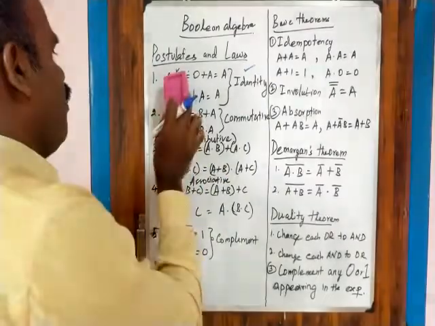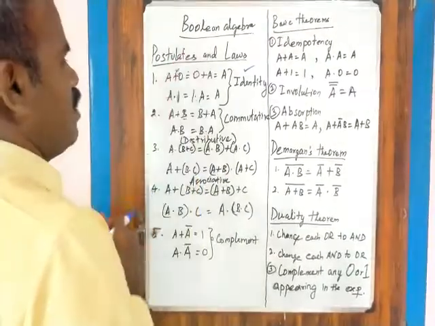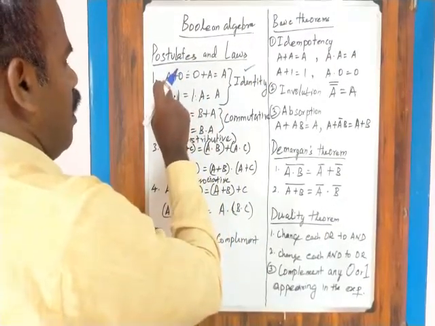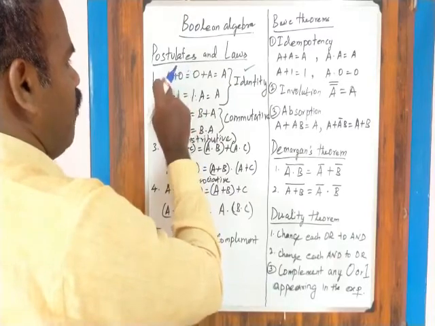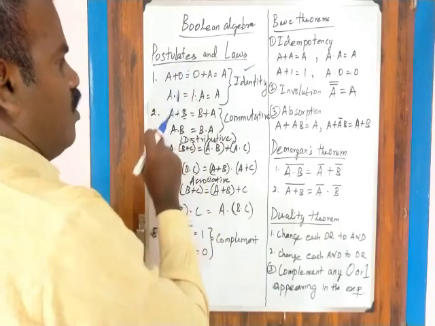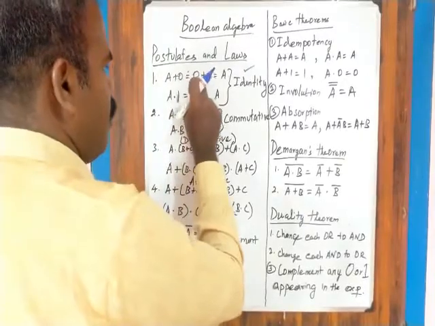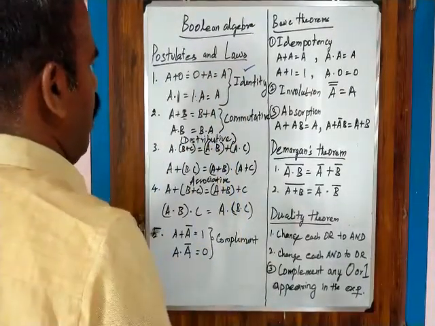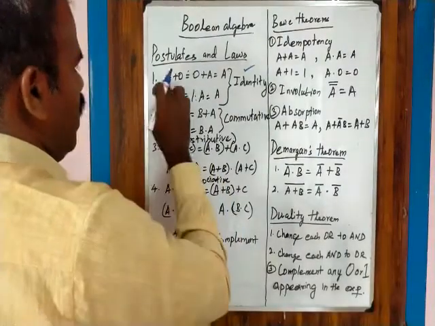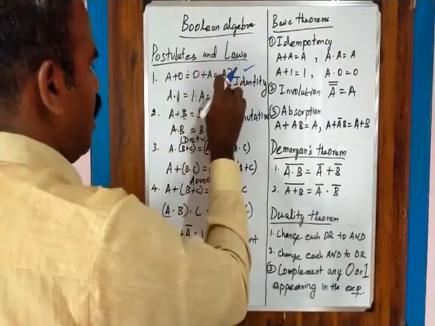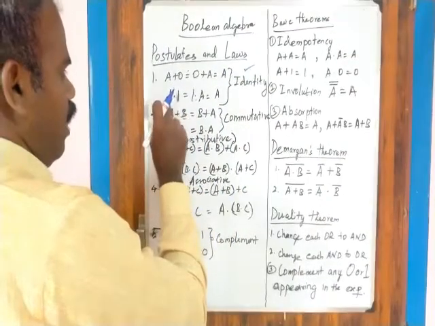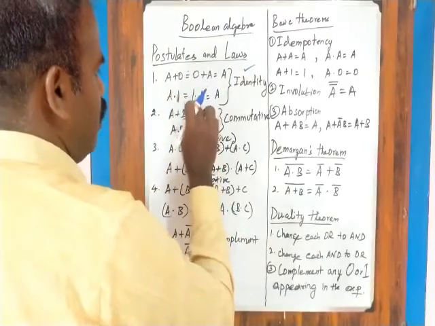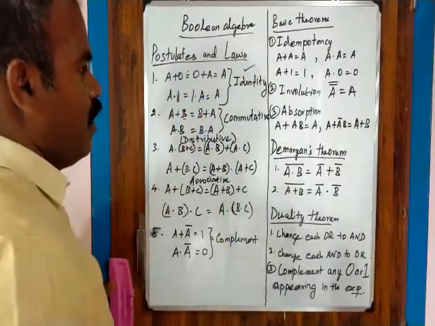Okay, now we will go to the postulates. The first postulate is the identity postulate. That is, if you add A plus 0, that is variable plus constant 0, or constant 0 plus a variable, equal to A. So if you add A plus 0 or 0 plus A, we get A. Similarly, if you multiply A dot 1 or 1 dot A, equal to A, this is the identity postulate.